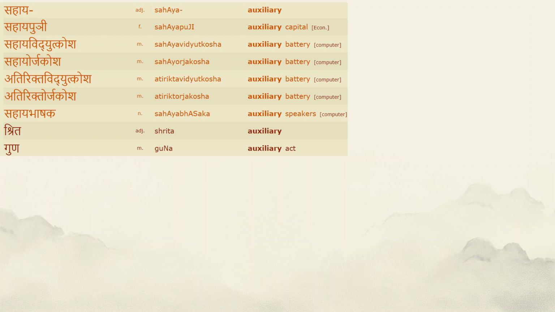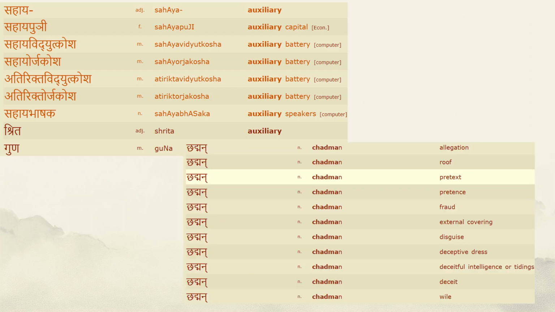Okay, let's quickly look at the Sanskrit words. Take a minute and read the different definitions of auxiliary. So what I did is I typed the word auxiliary and asked for different Sanskrit words, and then I did the same thing in a different fashion, because I used the Sanskrit word chadma or chadman and looked for its different English meanings. Take a minute. I'm going to leave it there on the screen and read them.